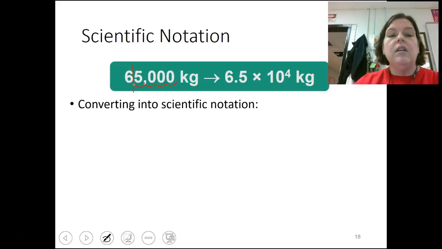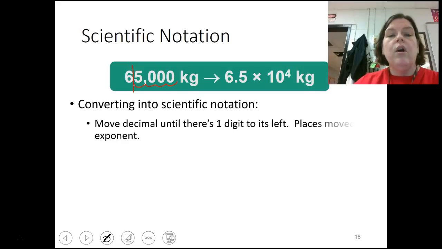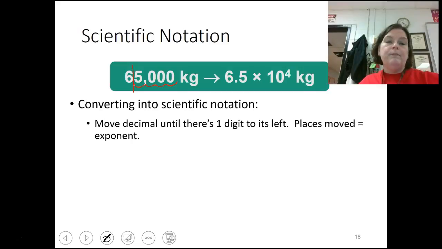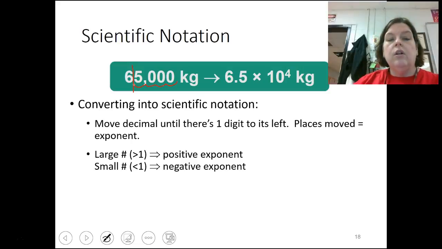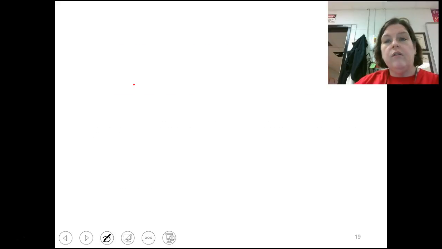So converting into scientific notation is pretty simple. Converting back, all we're doing is counting again. So we're just counting back and forth here, guys. That's all we're doing. So large numbers are positive exponents, small numbers are negative exponents. We only include significant figures, so that's the basics.